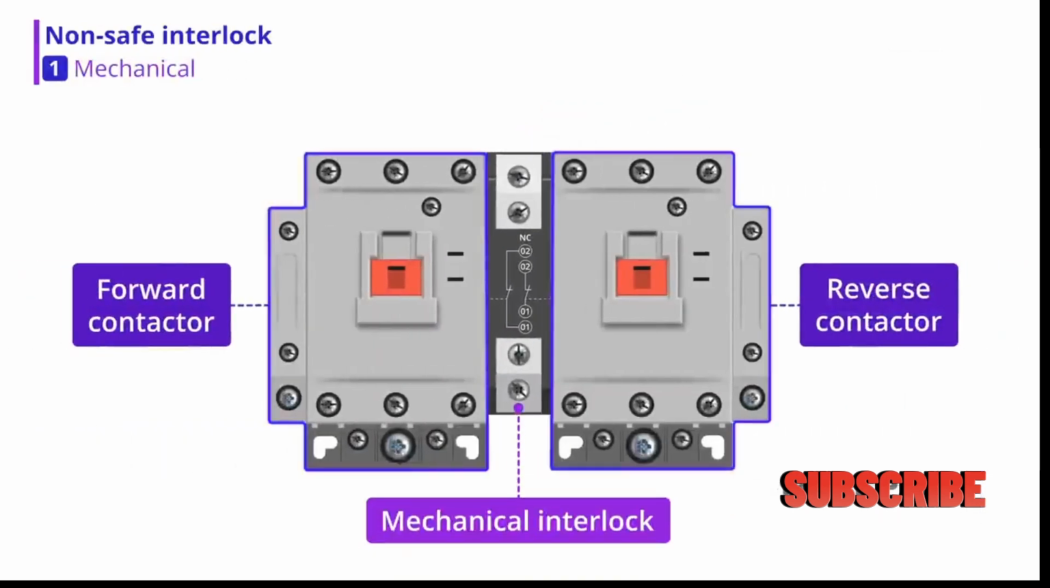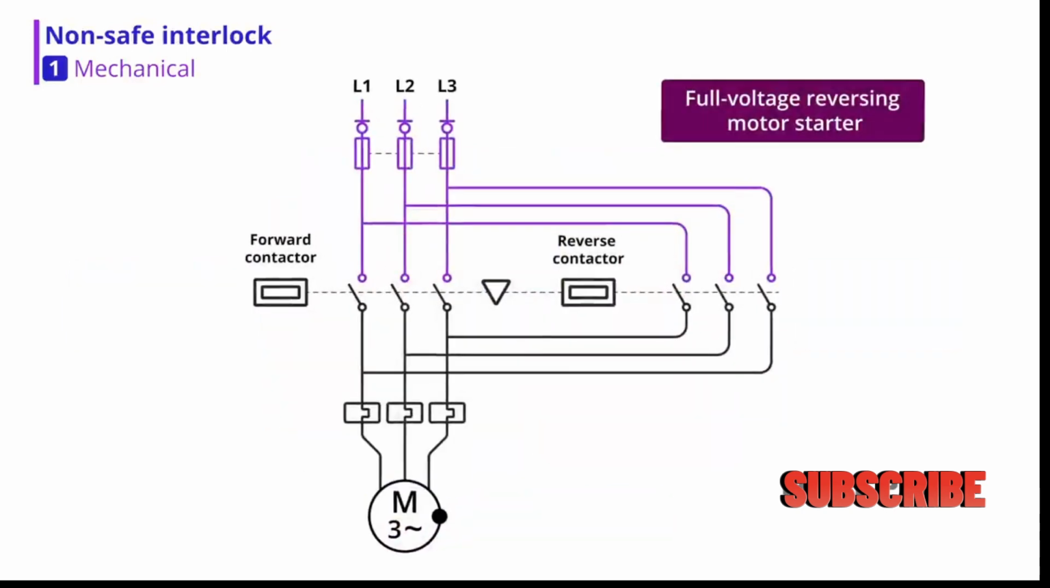A mechanical interlock is an interlock that is physically connected to another device to prevent unintended actions. A simple example of a mechanical interlock is a full-voltage reversing motor starter.